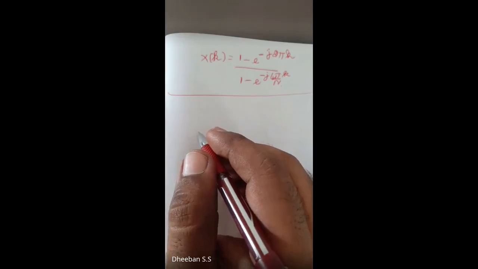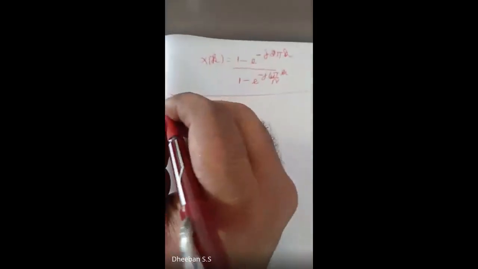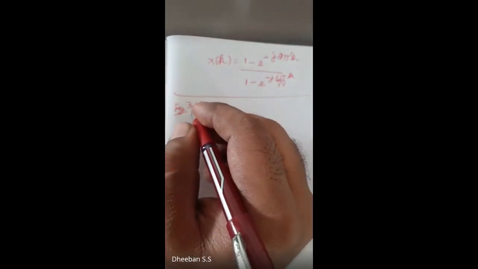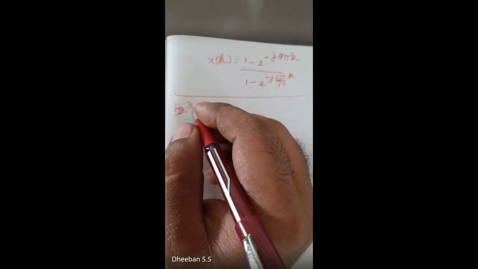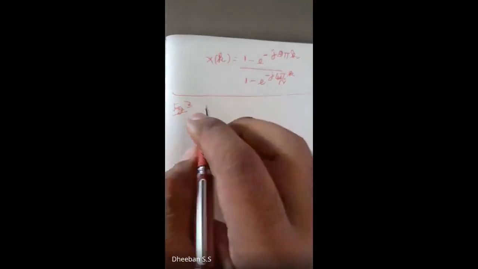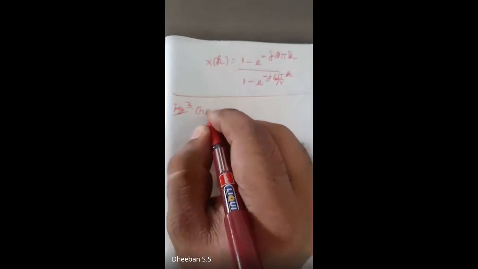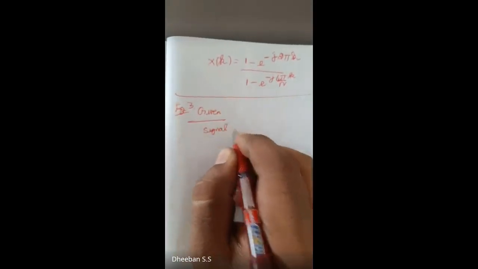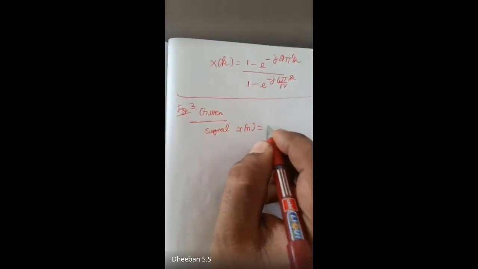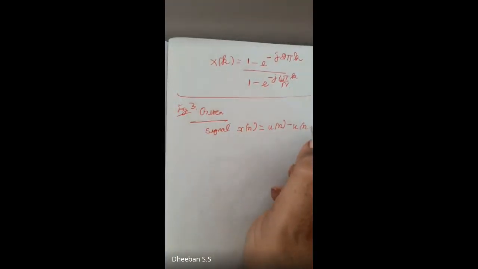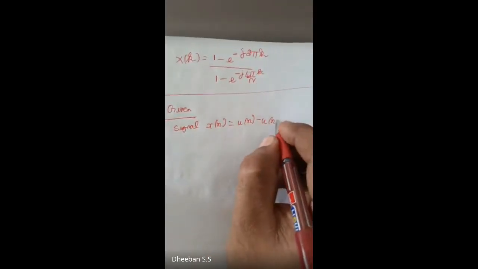Yeah, we'll be getting into it. Starting with this example, number three, I think. Yeah, three it is. Here you can see, they are giving a signal. The signal is x of n equal to u of n minus u of n minus six.